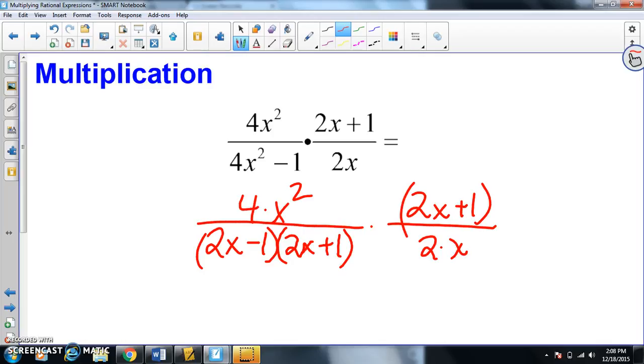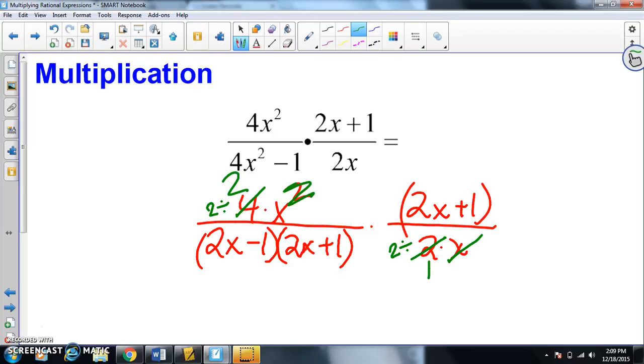So my first factor is 4. I know that 4 and 2 can be simplified, so I'm going to divide by 2. Divide by 2. I'll be left with 1 in my denominator and 2 in my numerator. Then my next factor is x squared. X squared divided by x. The x in the denominator cancels, and we're left with x in my numerator.